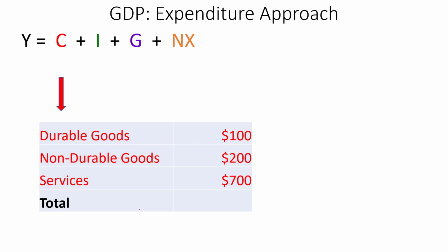Right, so with that in mind, if we're calculating GDP using this expenditure approach, and I tell you that $100 is what's being spent on durable goods, $200 is what's being spent on the non-durable goods, and $700 on services, then you should be able to calculate that there's a total of $1,000 for the consumption component of GDP. And so the $1,000 is what would go up here, and then we have to add together all these other components as well. So let's talk about how to do that.